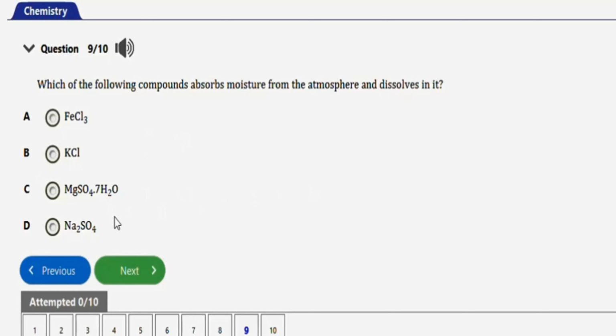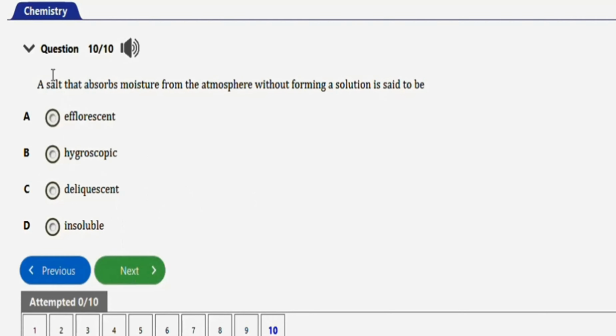The last question before we end this video says a salt that absorbs moisture from the atmosphere without forming a solution is said to be, I think we have answered this question, hygroscopic, option B. Had there been a question saying a salt that absorbs moisture from the atmosphere and forms a solution, the right option would be option C, deliquescence. But since it says it does not form a solution, it will be hygroscopic. Whereas efflorescence loses water of crystallization to the atmosphere.